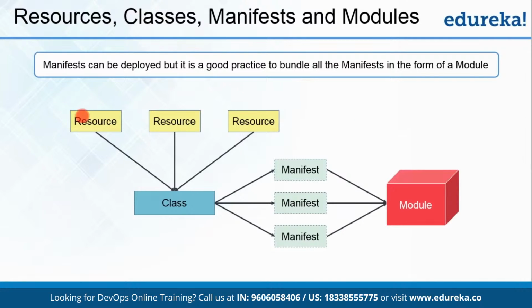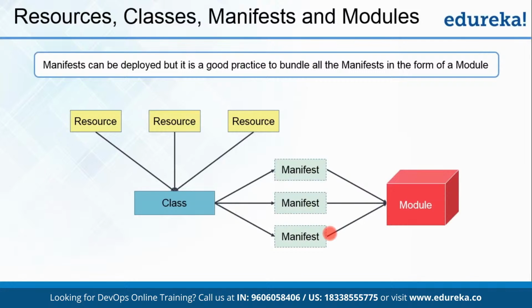There are certain resources. A user is a resource, a file is a resource, basically anything that is there can be considered a resource. Multiple resources combine together to form a class. Now this class, you can declare in any of the manifests that you want, even in multiple manifests. And then finally, you can bundle all these manifests together to form a module.